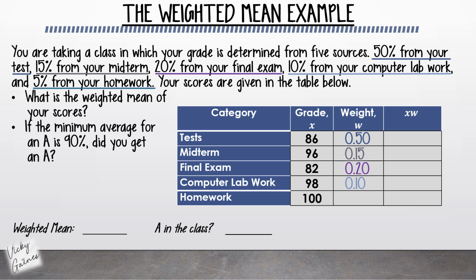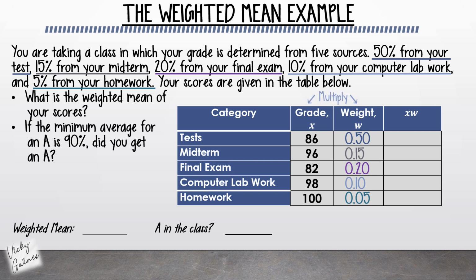And 5% is from your homework. So those are all the weights, and your homework grade was 100. Nice job for getting it done. What is the weighted mean of your scores? And if the minimum average of an A is 90%, did you get an A? So we are going to find the weighted mean and figure out if you earned an A or not.